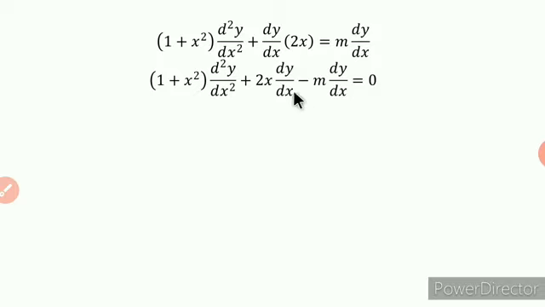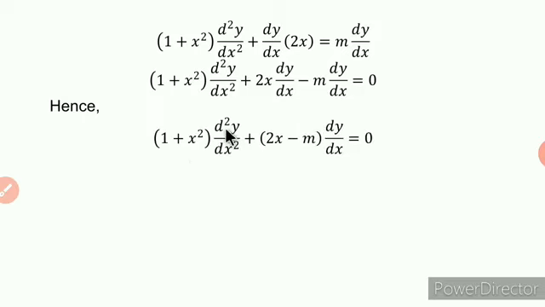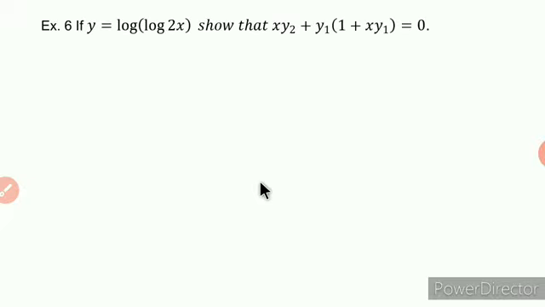Now taking dy by dx as a common factor from the last two terms, and hence we get (1 plus x square) d square y by dx square plus (2x minus m) into dy by dx is equal to 0. This is our required answer. Now see the next example, example number 6.